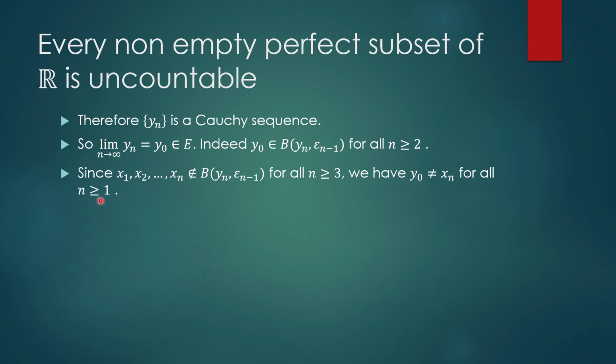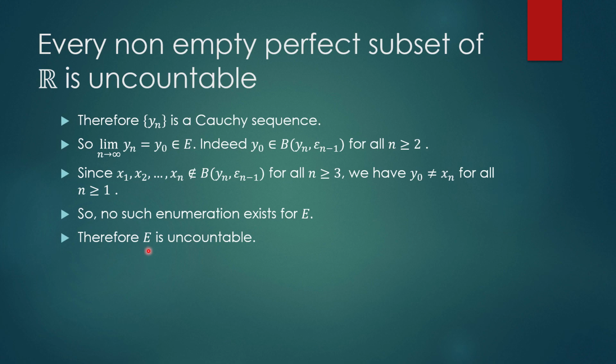So what does it say? It says that y0 is a member of E, but y0 is not equal to xn. Since we assumed that E is countable, every member of E can be some xn. But y0 is not equal to xn for all n. So that means we are arriving at a contradiction. That contradiction is from our assumption that E is a countable set. So no such enumeration exists for E. Therefore E is uncountable. That means every non-empty perfect subset of R is uncountable.